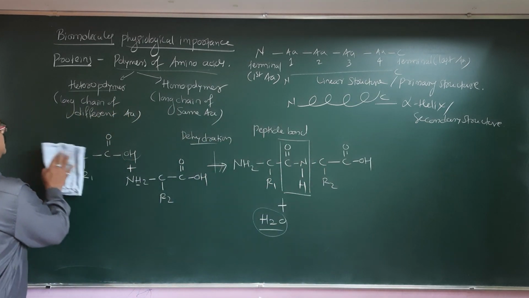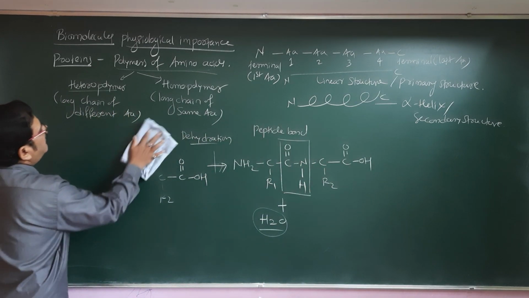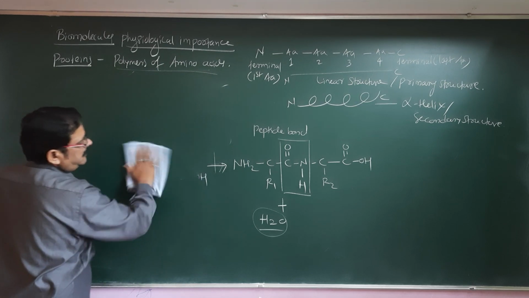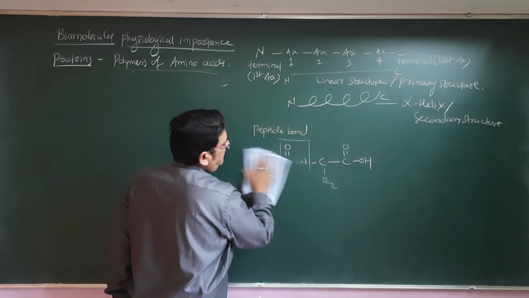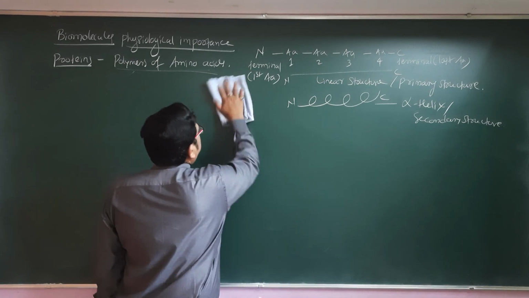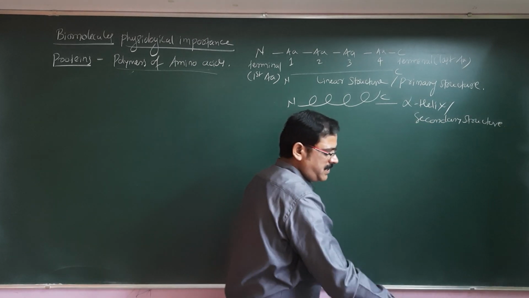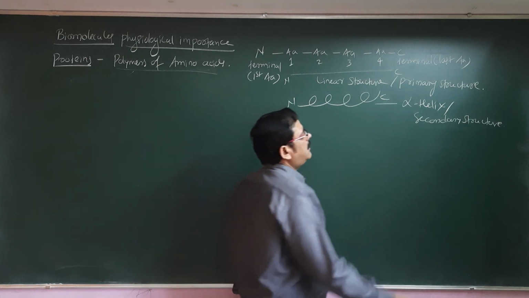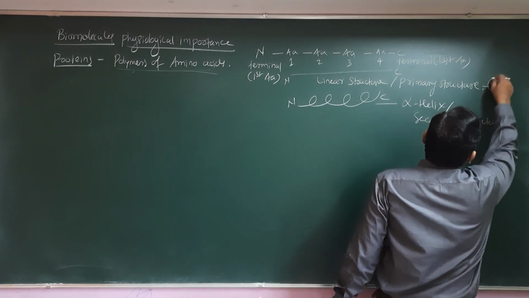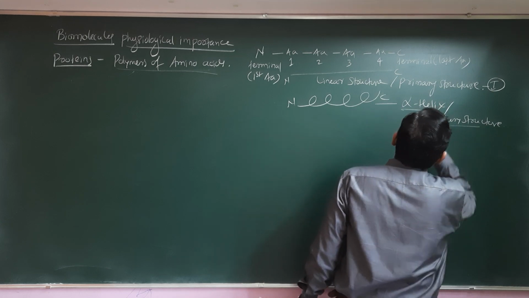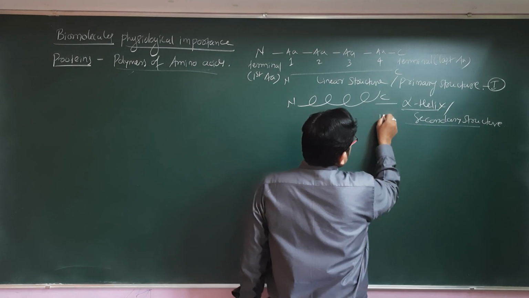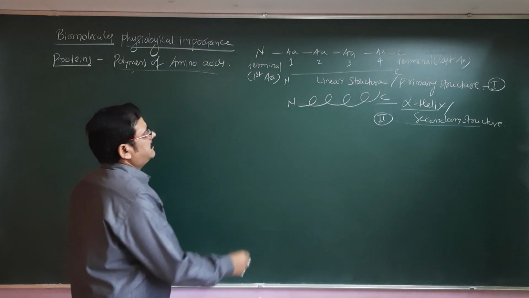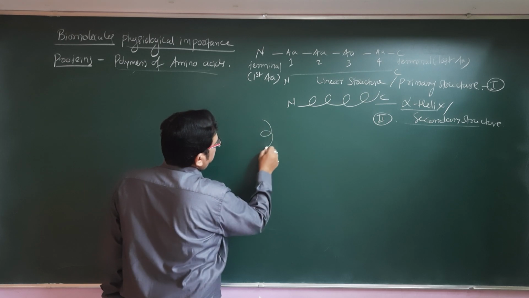Let us go ahead with the other kinds of protein structure. If it is a straight, long chain of amino acids, we call it the primary structure. If it forms helices, it is called the secondary structure. The complexity keeps increasing, it never decreases. Here we can say that is the N end.